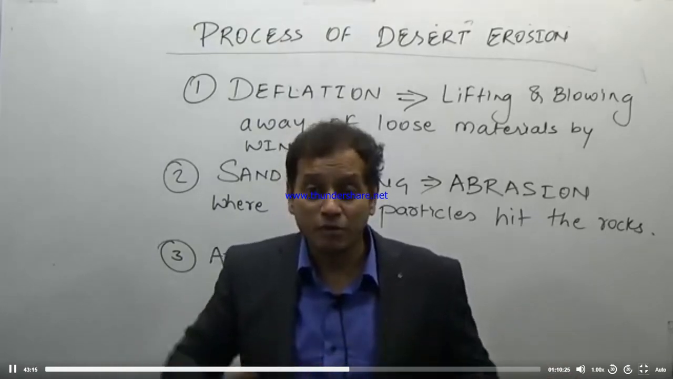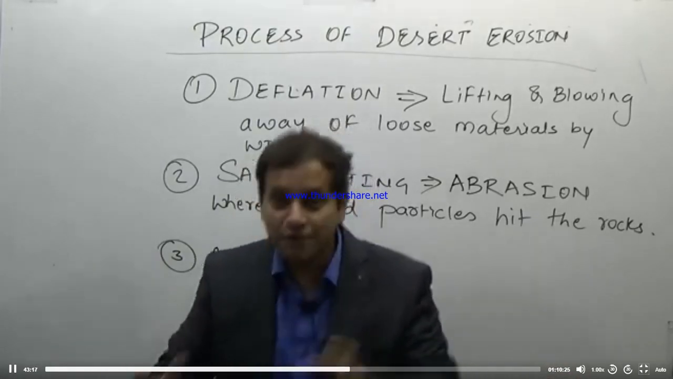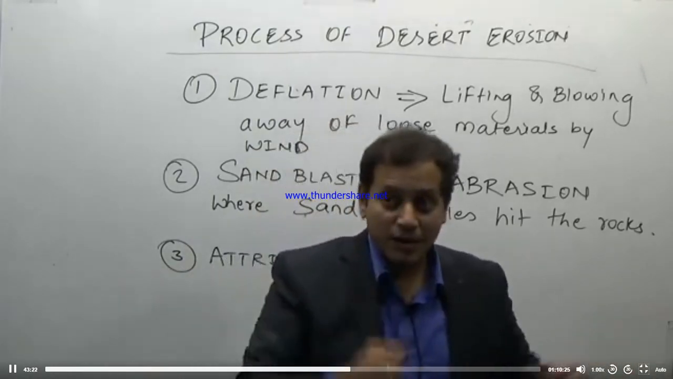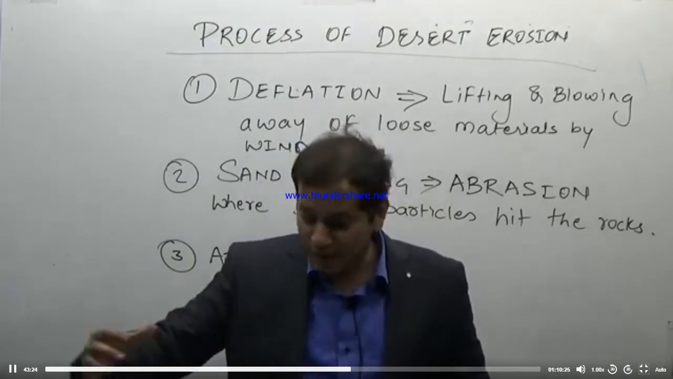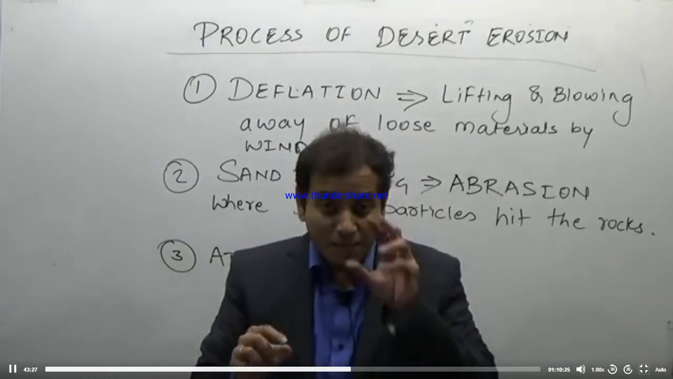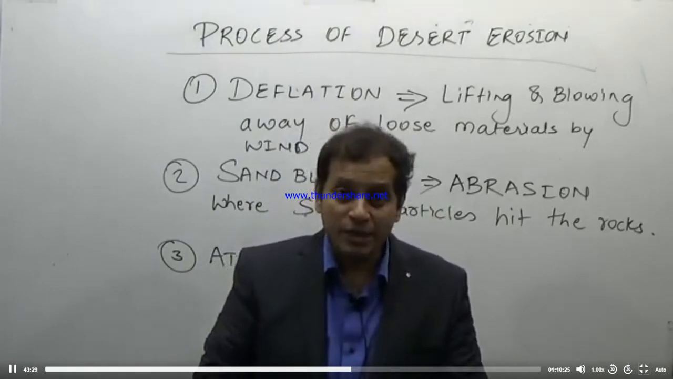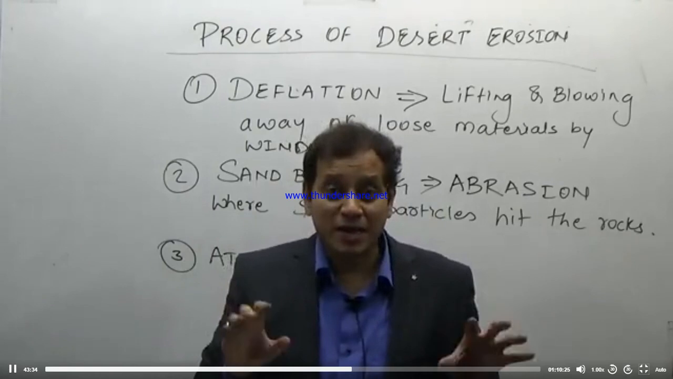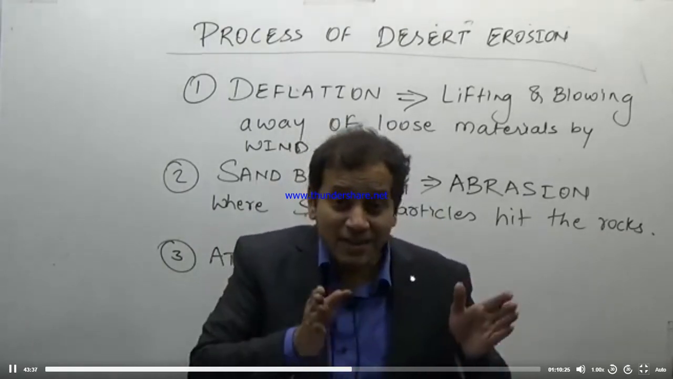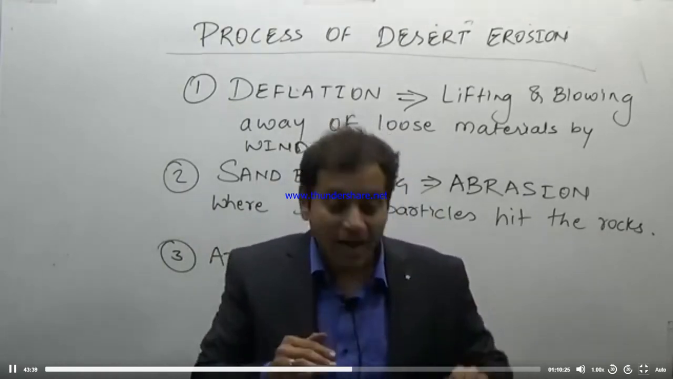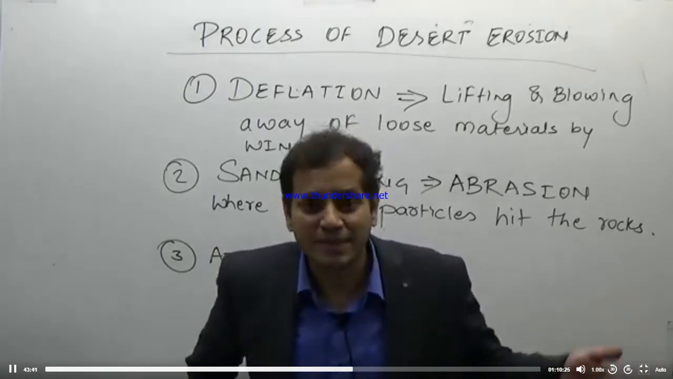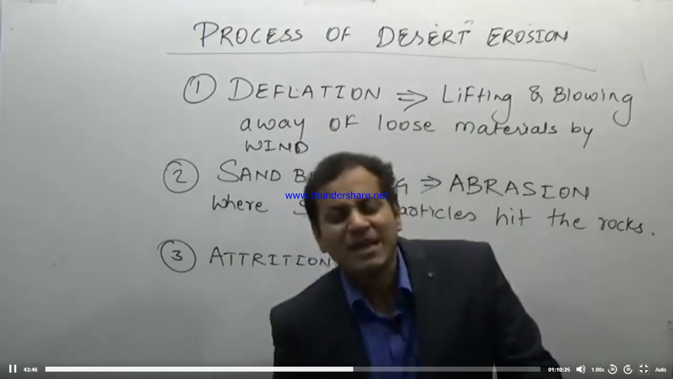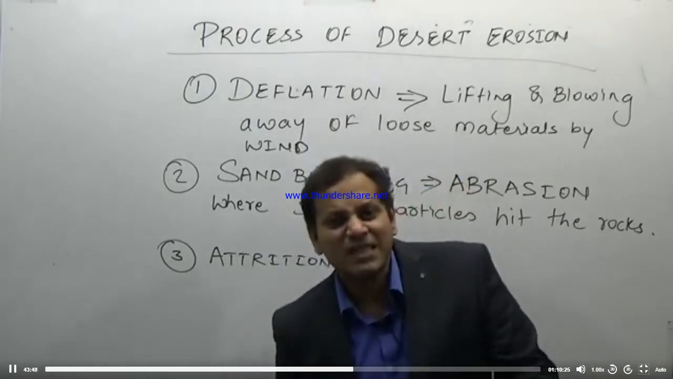Why? Because the wind does not have the power to lift, like water, like glacier. Wind does not have the power to take the particles along with it. Wind will lift the sand. The bigger stones will roll in the wind, but won't fly with the wind. So as a result, sand blasting is effective only at a certain height from the ground surface, generally 180 centimeters, maximum 3 feet from the ground surface.